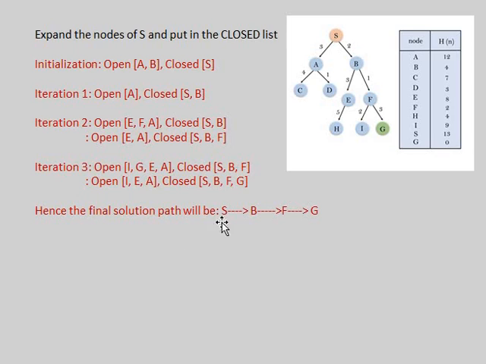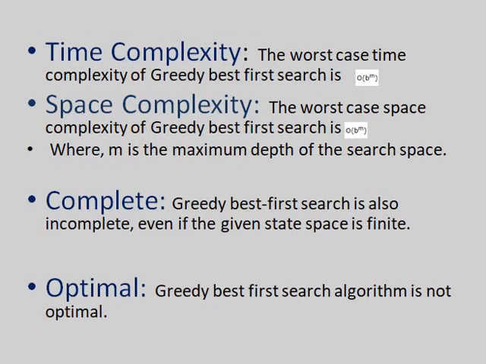So this is the final solution, or the final path. The final path will be from node S to node B, from node B to node F and from node F to node G. So this is the shortest path to reach the node G from node S. So this is how this best first search algorithm will work.